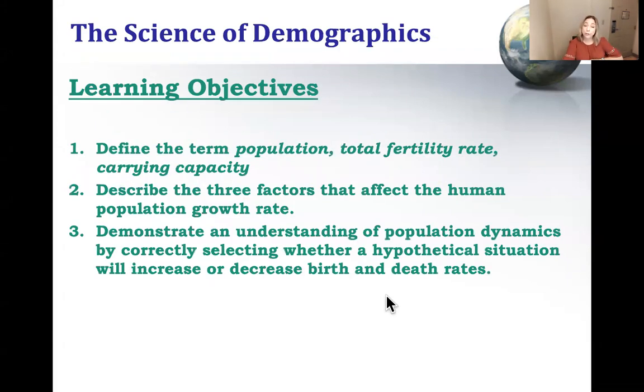So here are your learning objectives for this first section that refers to demography. You need to be able to define the terms population, total fertility rate, and carrying capacity. You will need to be able to describe the three factors that contribute to population growth. And for your final learning objective, if I give you a hypothetical situation or a group of people, you have to tell me whether that increases or decreases the birth rate.